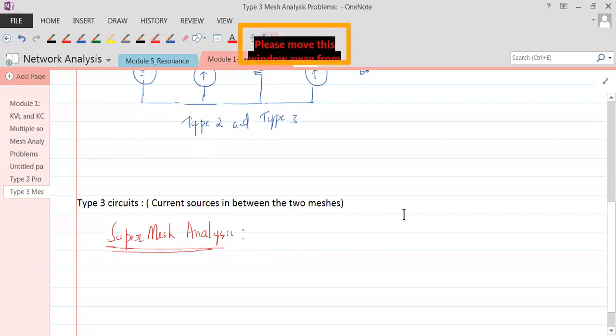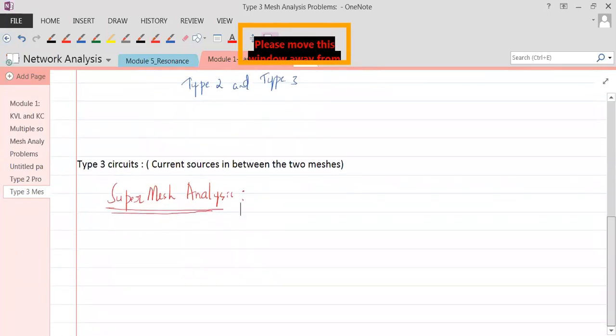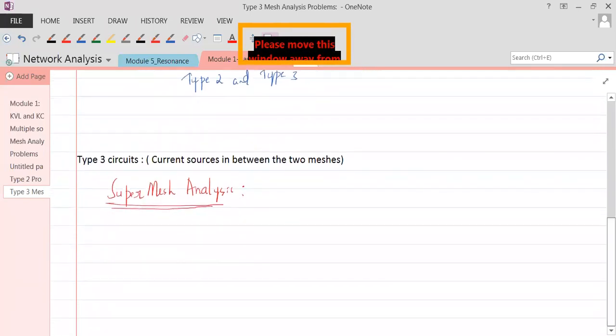So let's consider a type 3 circuit now. Everybody. Okay. Let's consider it now. Fine. Let's take an example. Fine. So everybody just copy this particular circuit. Be fast when you're copying. Do that with me only. Just see and start copying.